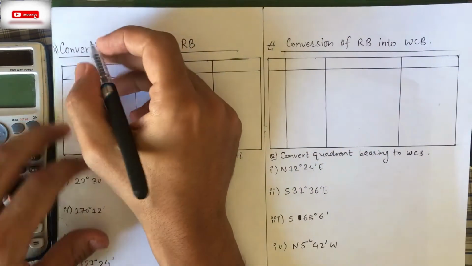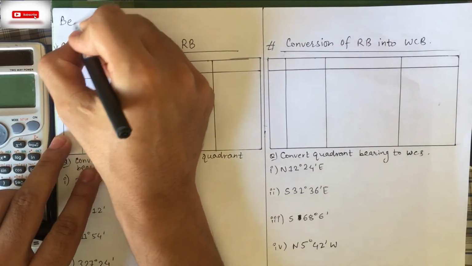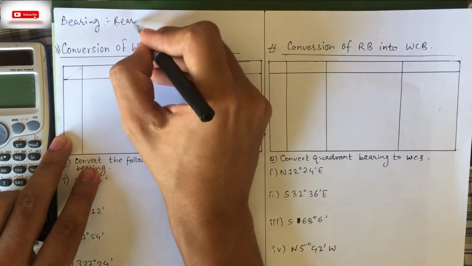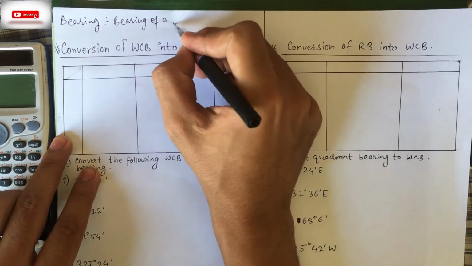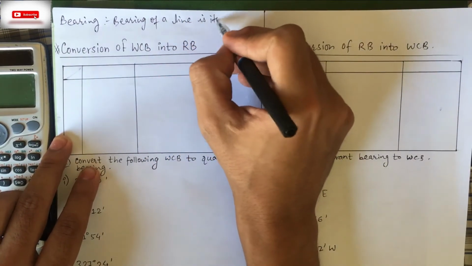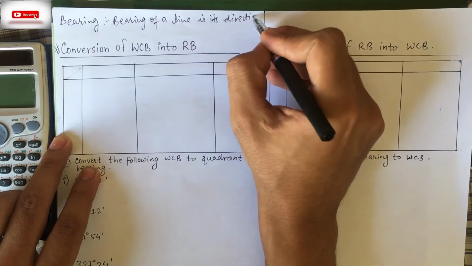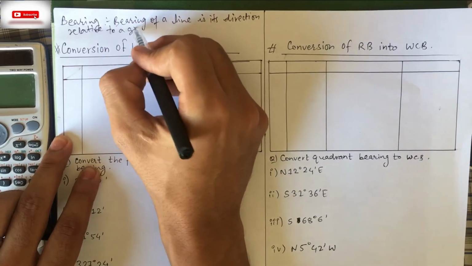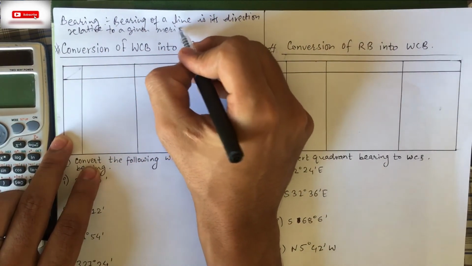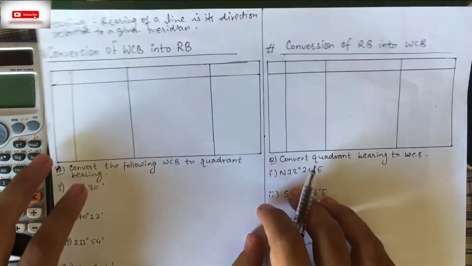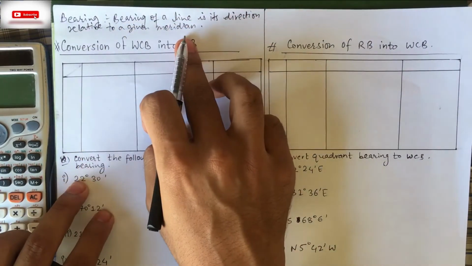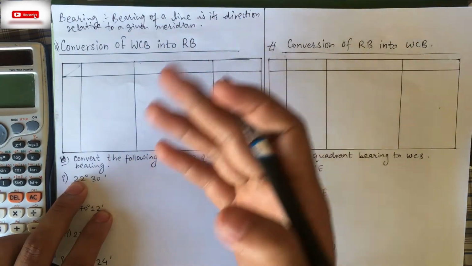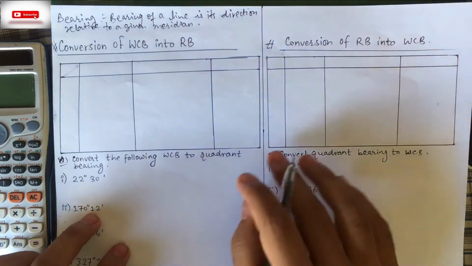Before going to the problem, let's know what is bearing. Okay friends, bearing of a line is its direction relative to a given meridian. A meridian is any direction such as a true meridian, magnetic meridian, and arbitrary meridian.